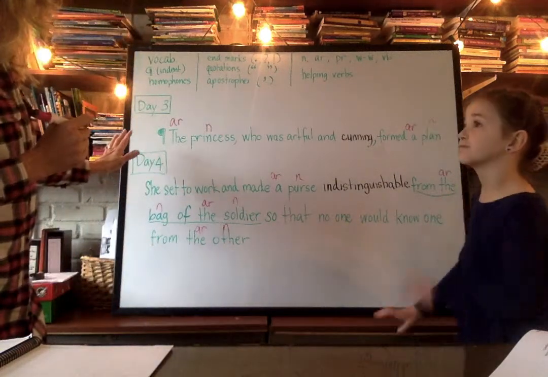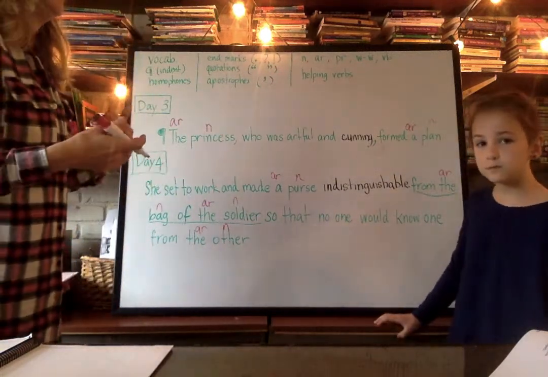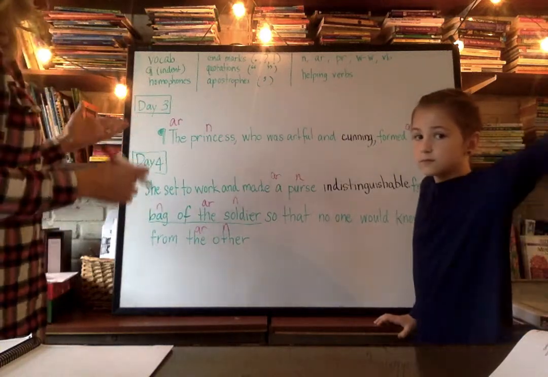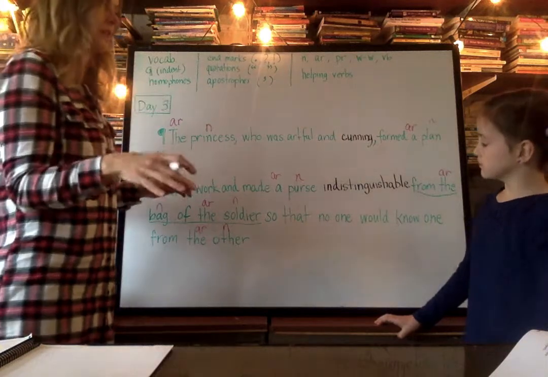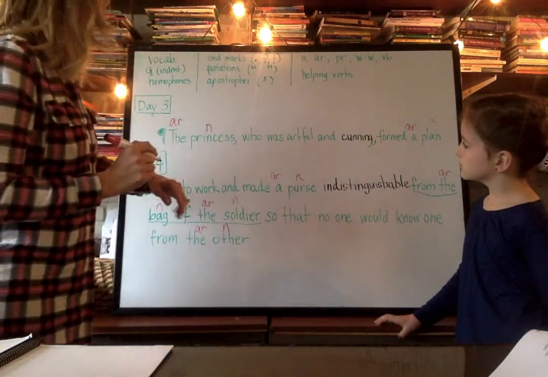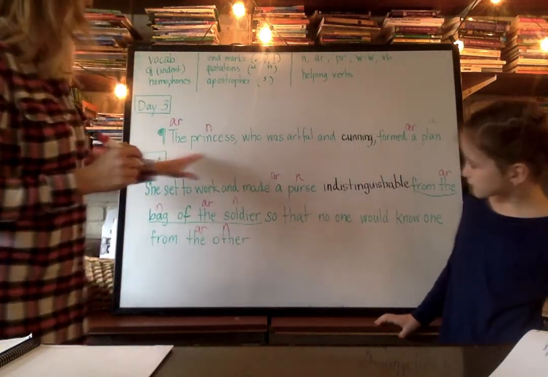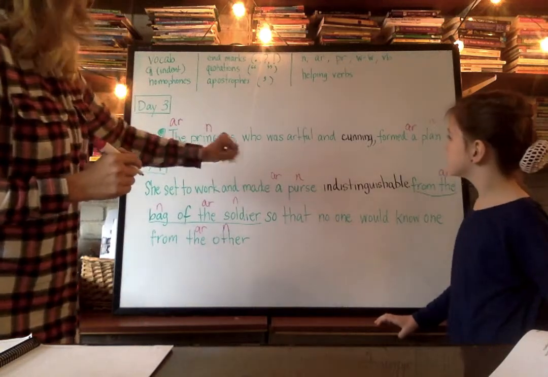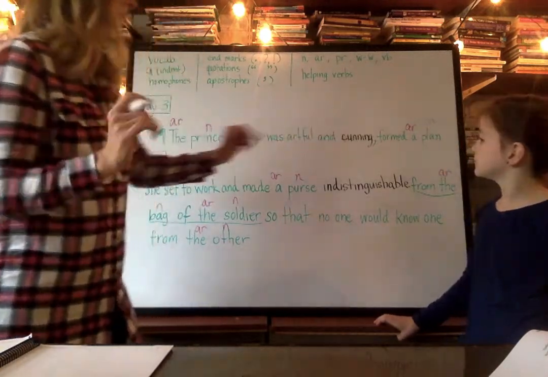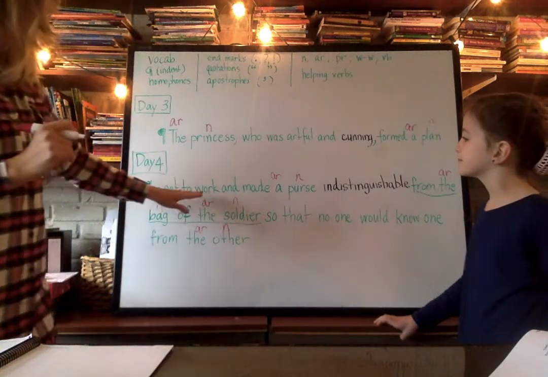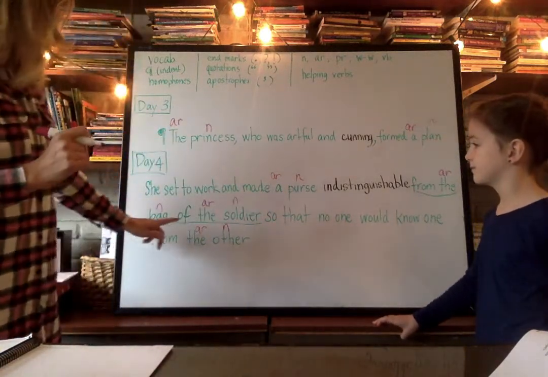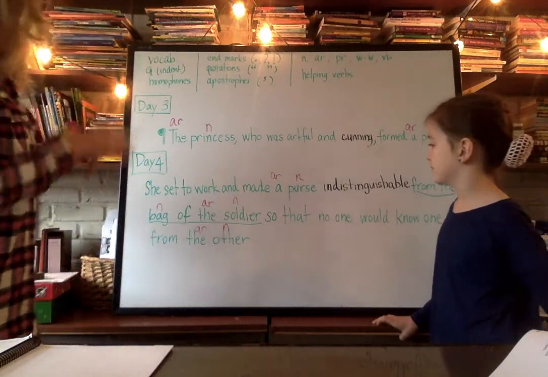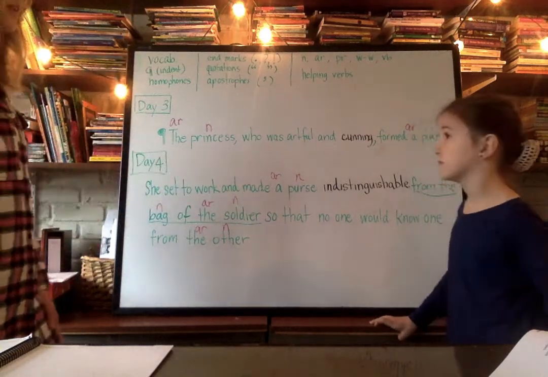I'm pretty sure sometimes nouns don't have an article in front of them. So let's just double check to make sure that we don't have any other persons, places, or things that we have skipped over, and make sure that we label them. We've got the princess, who was artful and cunning, formed a plan. She set to work and made a purse from the bag of the soldier so that no one would know one from the other. I don't think we have any more nouns.